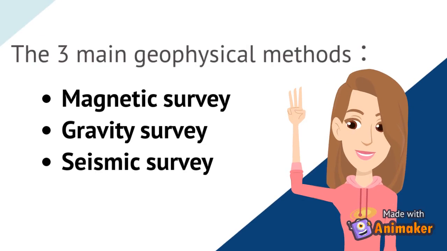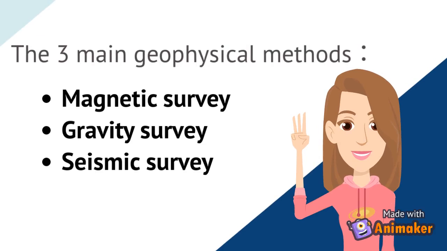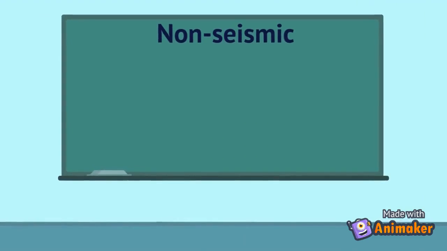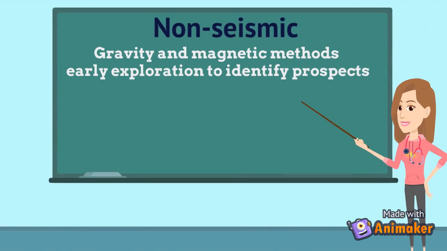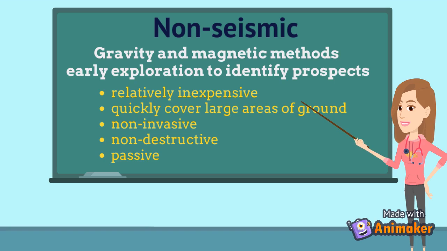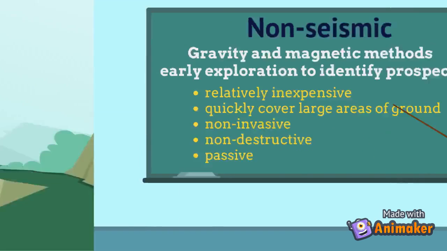There are 3 main geophysical methods, which are magnetic, gravity, and seismic survey. The non-seismic gravity and magnetic methods are used in early exploration to identify prospective locations, especially faults and oil deposits. These methods are relatively inexpensive, quickly cover large areas of ground, non-invasive, non-destructive, and passive, which means no energy is needed to be put into the ground to acquire data.